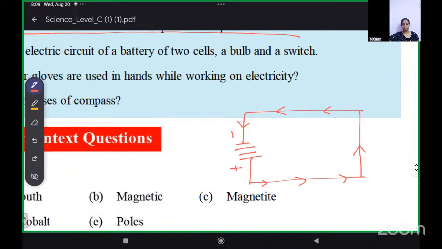When your battery... Ma'am, I didn't draw it exactly like that, but I just want to show you the terminal thing. Is it blurry?